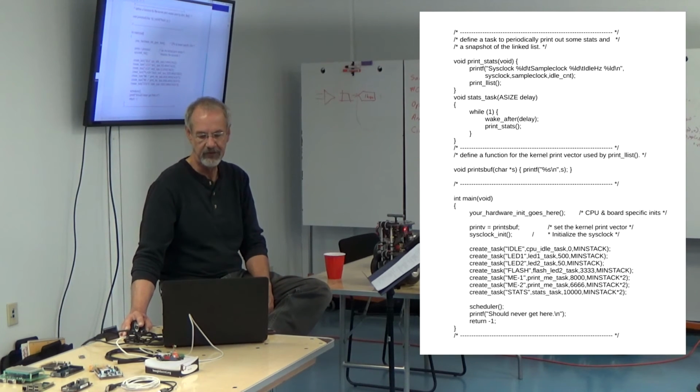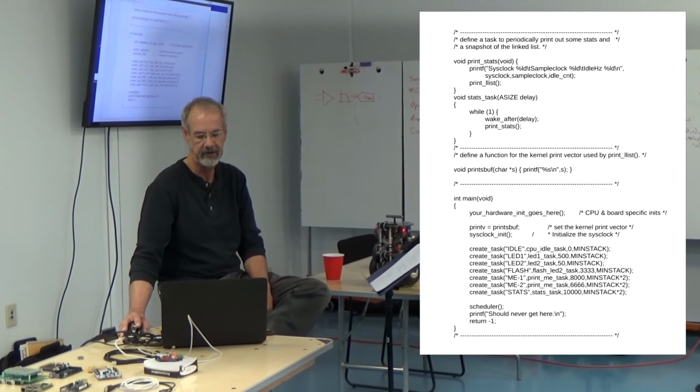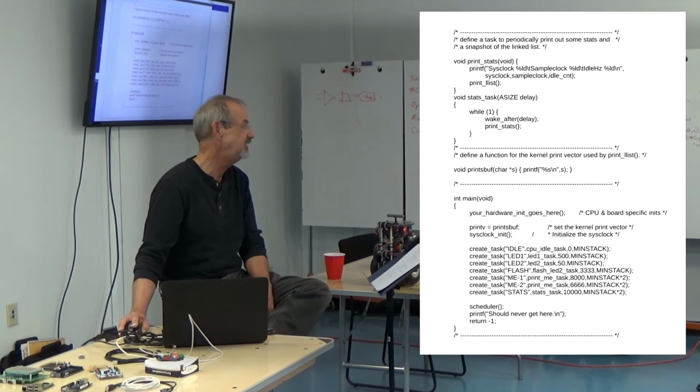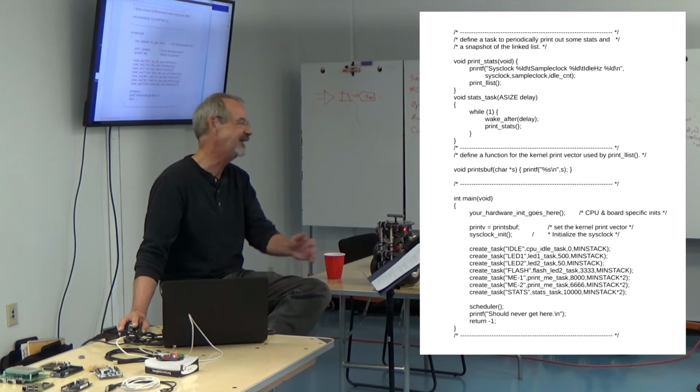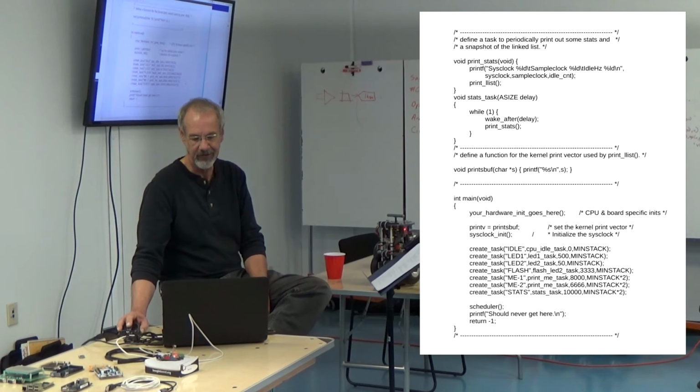And then we have these 2 print tasks. That's the same task, print me task. Started twice, given a different name, and it'll have a different process ID. And since it's printing, it needs more stack. So it's the min stack times 2, just arbitrarily. You run the thing and it crashes, say, all right, times 3. And the last one generates the stats.